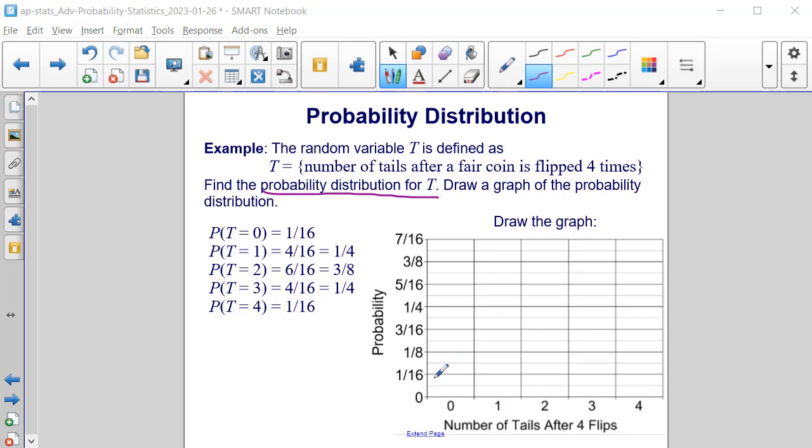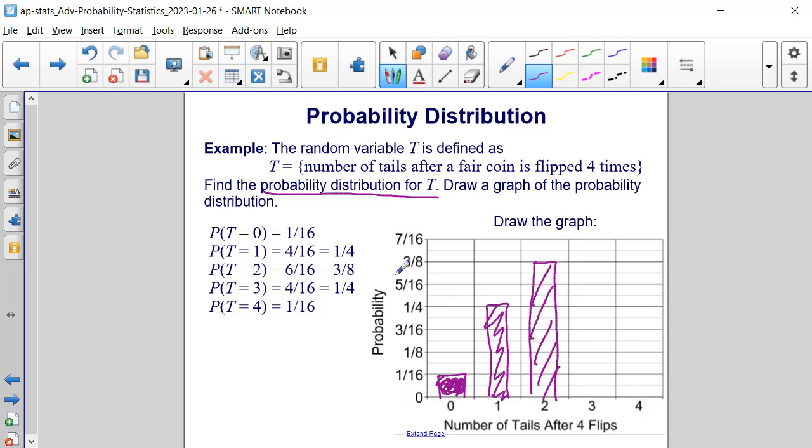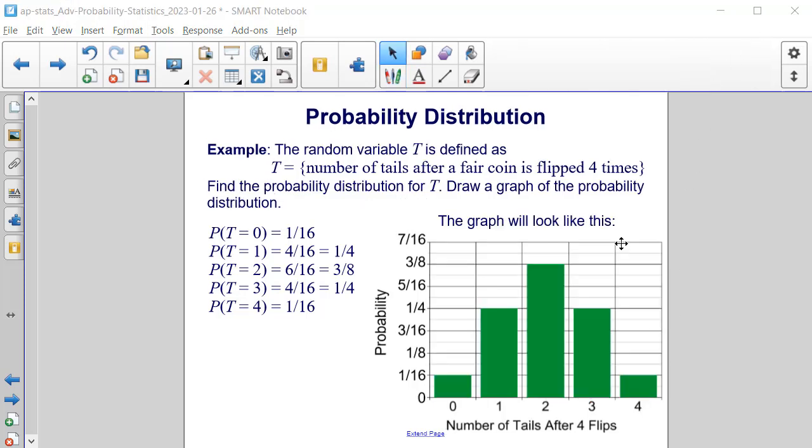So if we draw a graph to represent the information that's been found, for 0, we have 1/16. So our bar would go about this high. And then for T equal to 1, that was 1/4. For 2, it was 3/8, so that's up here. The probability that the tails was 3 is 1/4 again. And the probability that there were 4 tails is 1 out of 16. And the graph will look something like this, which does represent the graph that we drew on the last slide.